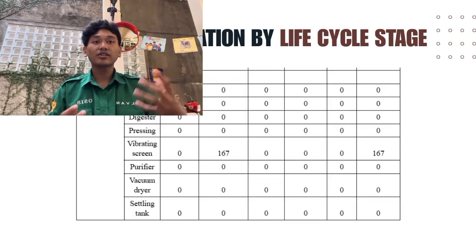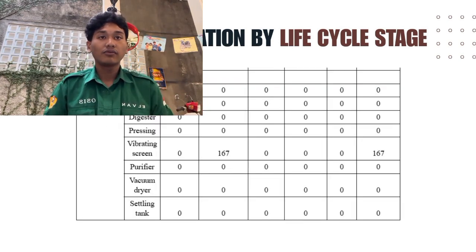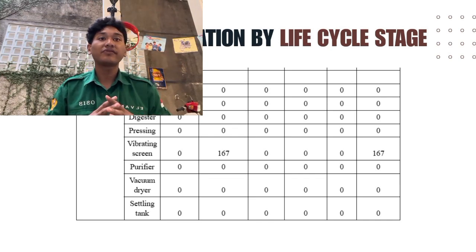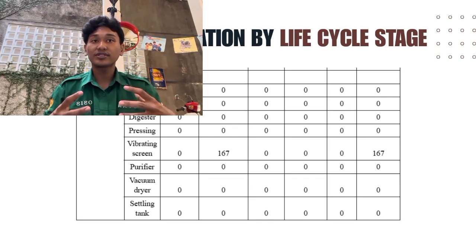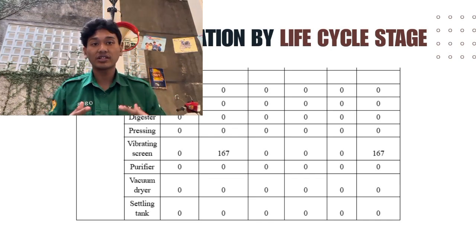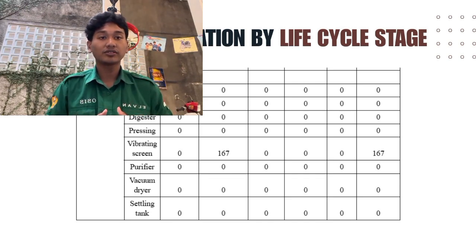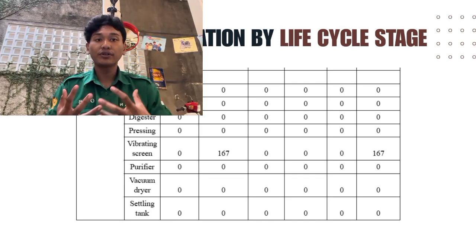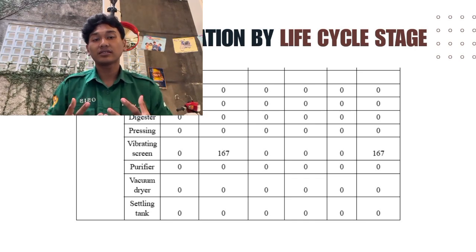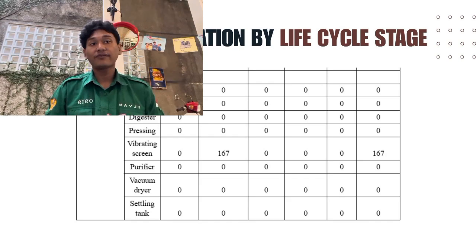And the second one is water consumption. We know that only the free vibrating screen accounts for water consumption, because we need a lot of water to produce pure crude palm oil from this process. Okay, that's enough from me. We can move to the next session.